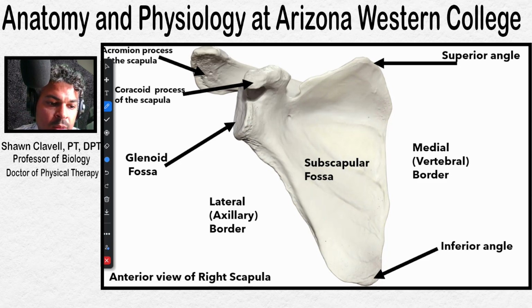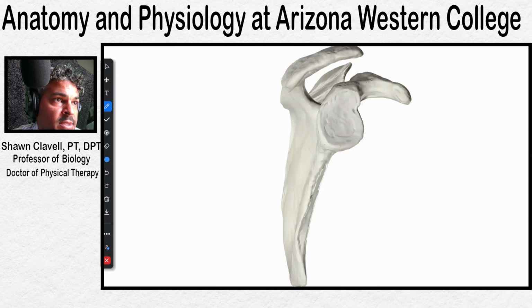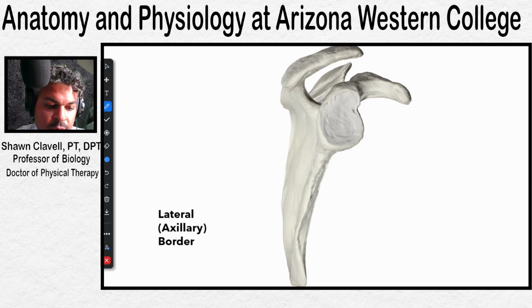From the lateral view, we'll also be able to see the glenoid fossa. So here we have the glenoid fossa. Maybe let's identify the axillary border. That's probably a good one there. So you've got the axillary border. That's this border right here that we see. You've got the acromion process.